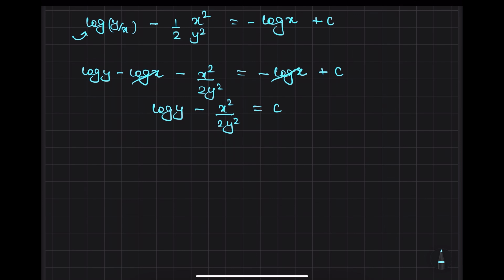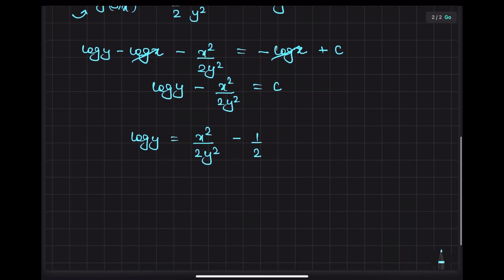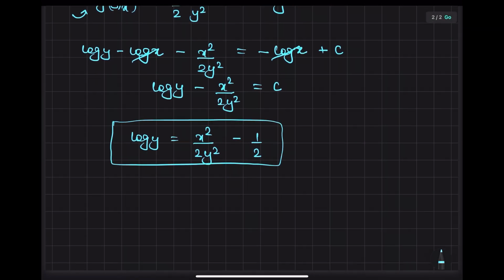So can I write down the final function as log y minus x square by 2y square is equal to minus of 1 by 2. Okay, so I can send this thing to that side. So we will have log y is equal to x square by 2y square minus 1 by 2. Okay, so this is our required function.